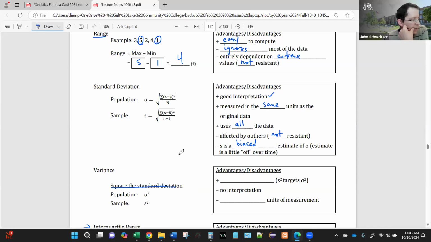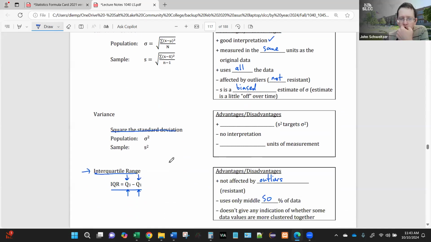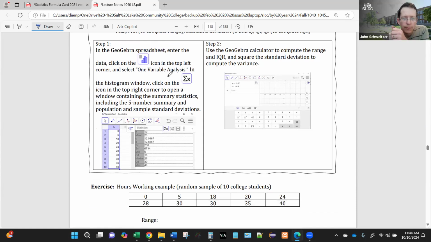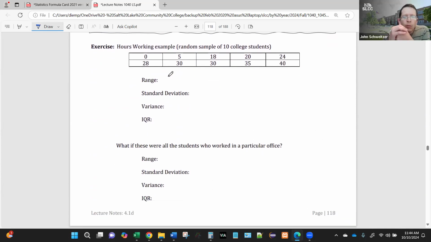So let's practice with calculating some of these measures of variability. Okay, so we'll do a mixture of by hand and with computers and calculators here. So let's practice with the min, the range, standard deviation, and IQR. And so we'll pick this data set here. So let's say this is a sample of 10 college students. Okay, and so that's relevant. This is not a population, this is a sample. Okay, so n is 10.